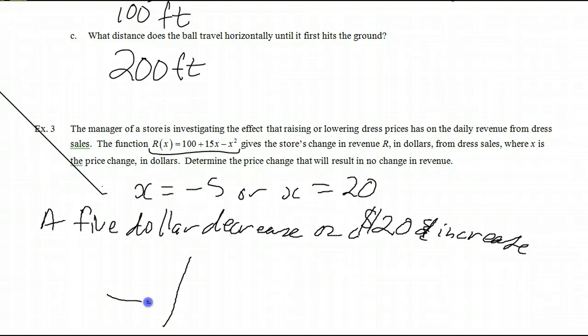All right, and just to kind of draw the graph, we see that it looks like this, and this was negative 5, and this was 20. If we wanted to maximize our revenue, of course, we would be looking for the vertex, right, which is not part of this example.